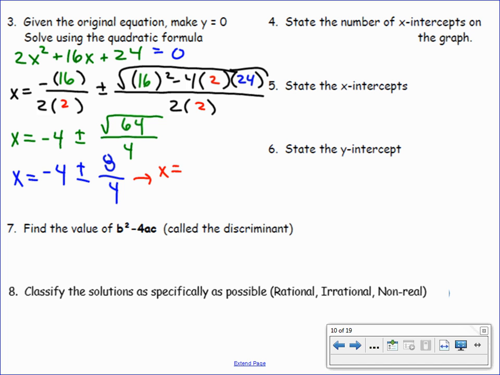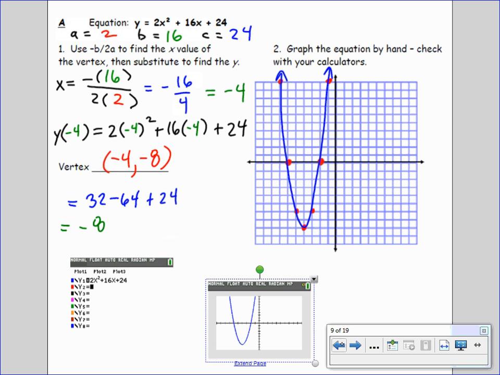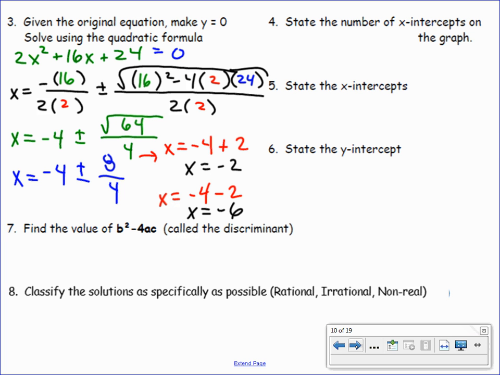Which means x equals negative 4 plus 2, and x equals negative 4 minus 2, which means x equals negative 2 and x equals negative 6. Let's look at the graph. x equals negative 2 and x equals negative 6. Yes! That's exactly what we expected to see. Good news.